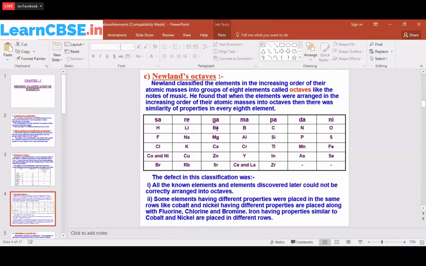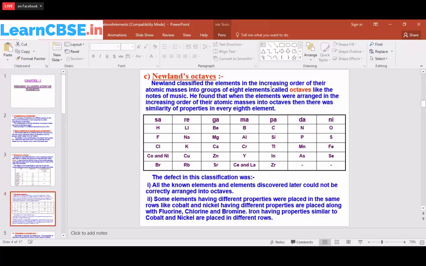The next one is Newlands' octaves. So what is meant by octaves? Octaves are nothing but the notes of music. So now we have Sa Ri Ga Ma Pa Da Ni Sa. So there are eight for us. Here also they have done the same thing. Sa Ri Ga Ma Pa Da Ni Sa. So they have arranged the elements in order.